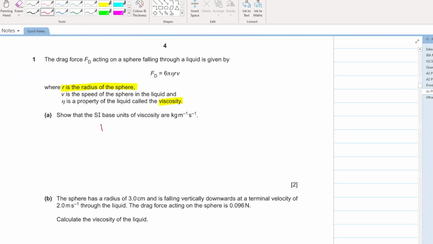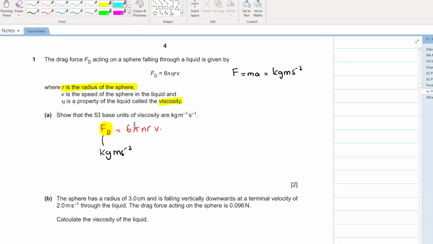So first of all, what will we do? We will write the formula. Drag force is equal to 6πηrv. In place of drag force, we will substitute the units of force. What are the SI base units of force? Mass into acceleration, kg m s⁻², are the SI base units of drag force.